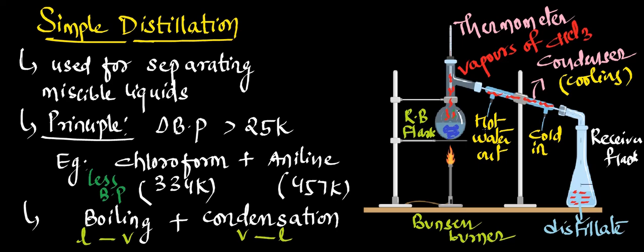When do you decide that you have to stop the heating? Once the whole chloroform is collected, you will see a change in thermometer readings. Till the whole chloroform boils, there will be constancy in the thermometer reading. It shows 334 Kelvin only. Once you see the rise in temperature, then we have to understand that the chloroform has already vaporized. That is the reason the temperature is rising. So once you see the change in temperature, you have to stop the heating process. This is how we separate the two miscible liquids in the simple distillation process.